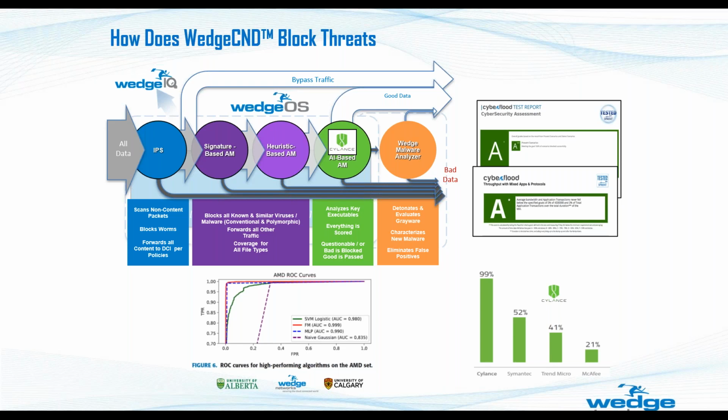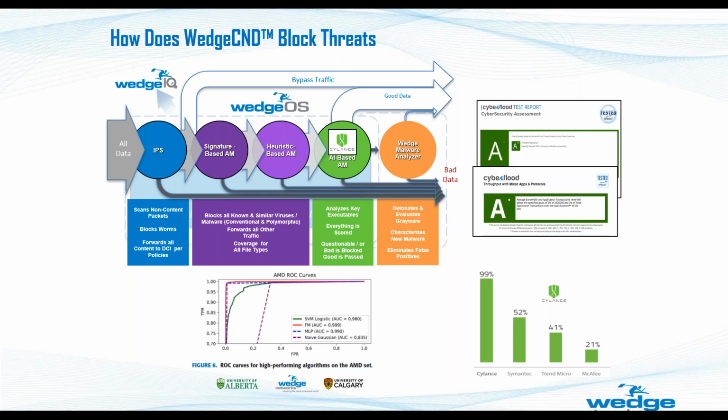So finally, for uncertain greyware, where some of the code and packets we cannot determine if they are malicious or not, we call it greyware. It is sent to the Wedge malware analyzer. Sandboxing and AI machine learning techniques are employed for further analysis and scoring to determine if the greyware is malware.